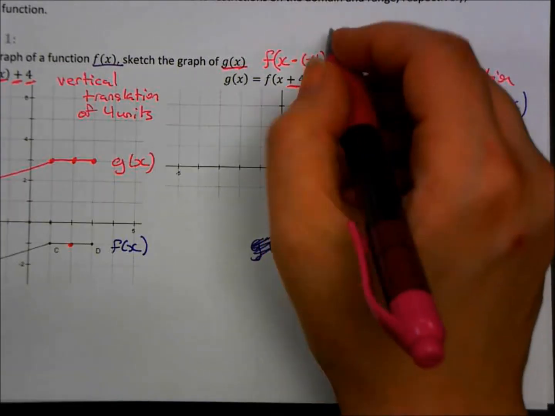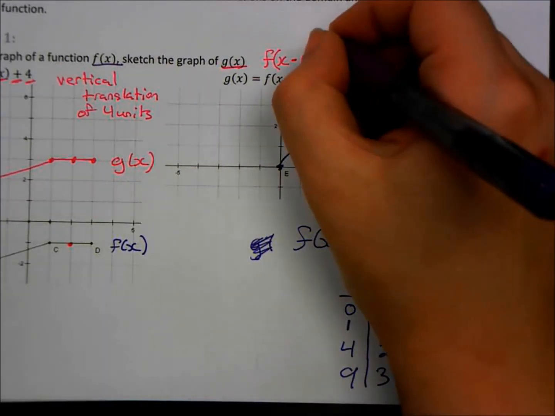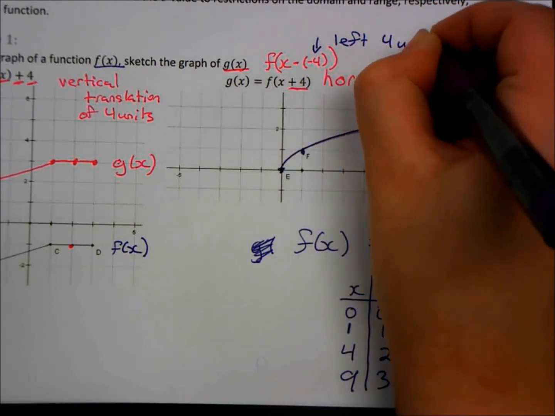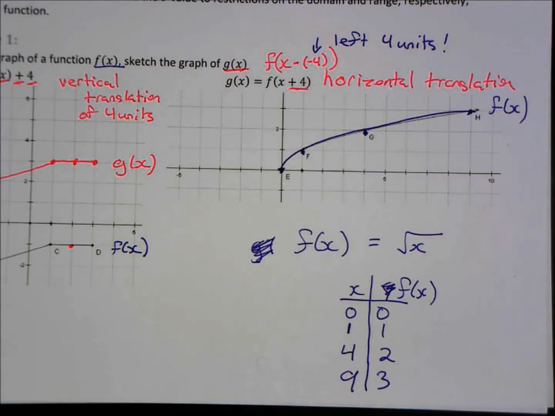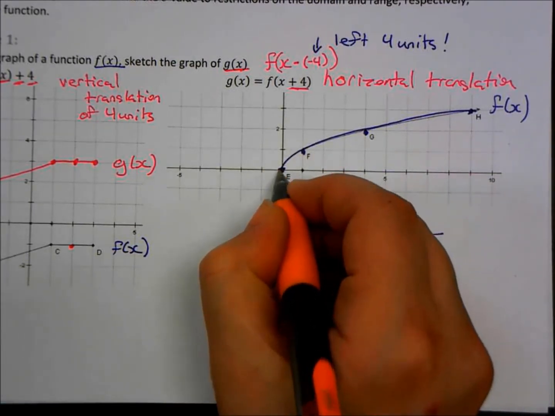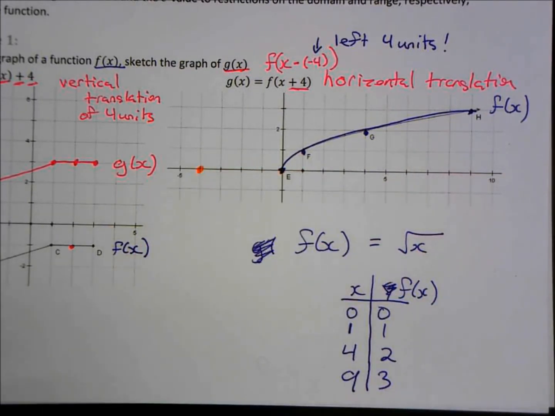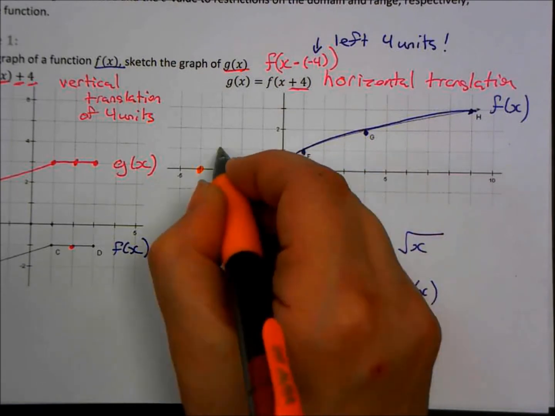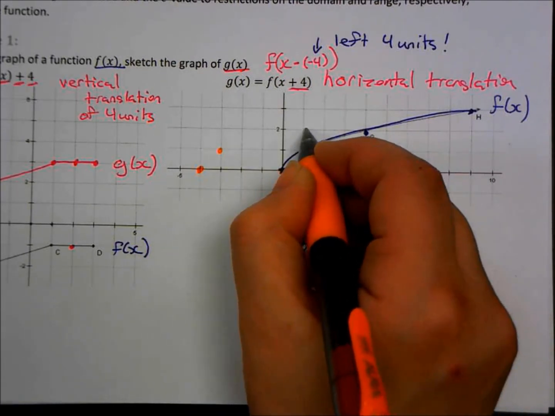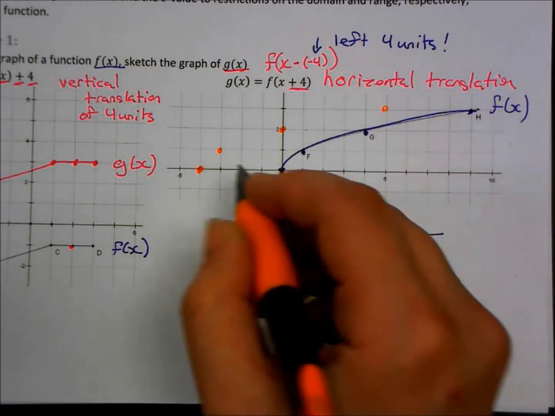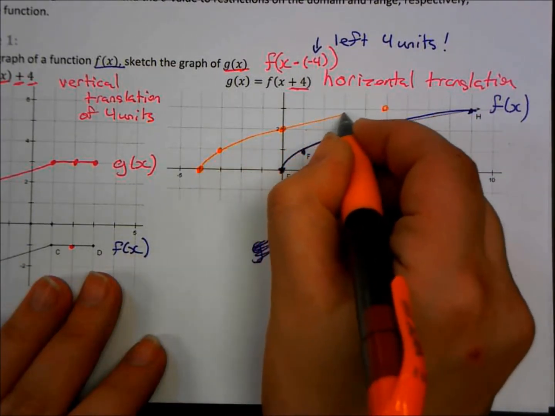So this is telling us that we need to move left 4 units. Not right 4 units, left 4 units, backwards if you will. So each of these points has to move 1, 2, 3, 4 units to the left. 1, 2, 3, 4. 1, 2, 3, 4. 1, 2, 3, 4. So our graph looks like this.